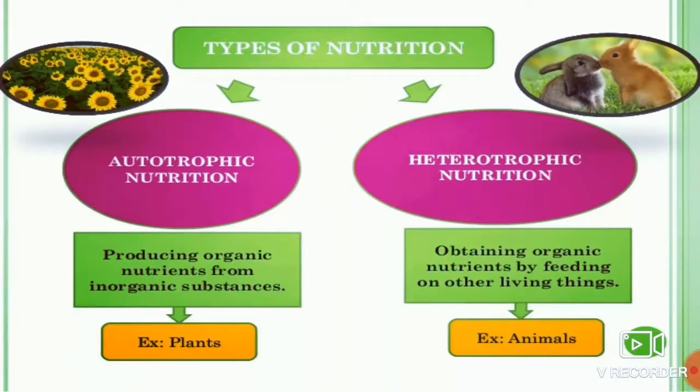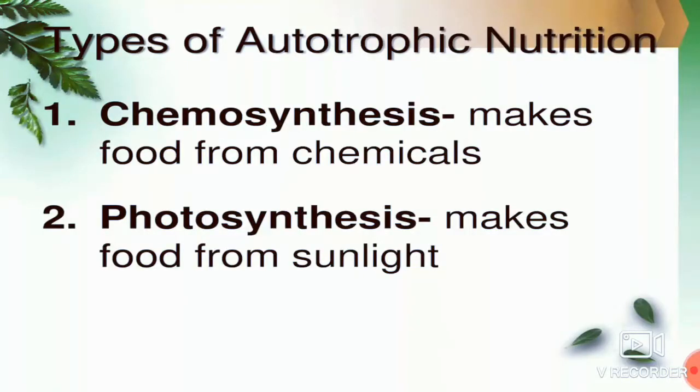Now, a question might arise in your mind: how is food synthesized by autotrophs? No worry, we'll explain. Autotrophic mode of nutrition is basically of two types: chemosynthesis and photosynthesis. In chemosynthesis, the organism prepares its own food from chemicals. In photosynthesis, the organism prepares its own food from sunlight. Students, now we will discuss how the organism produces the food from sunlight, which is called photosynthesis.